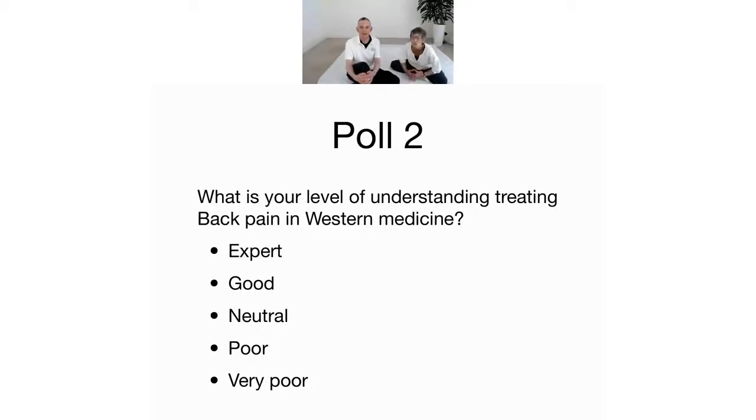Here we go. Got a few experts in the audience, probably nurses or doctors even maybe. Oh yeah, fairly confident generally on the whole, probably just less than half good or expert. And we've got probably about half who think neutral, poor, and one person who's honest and says very poor, they know nothing.